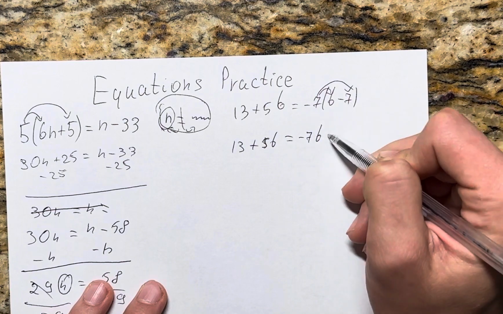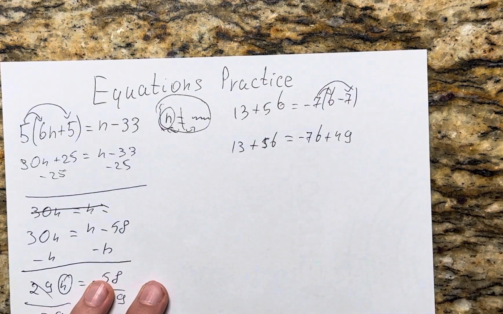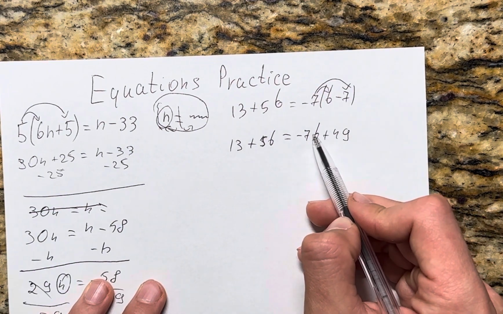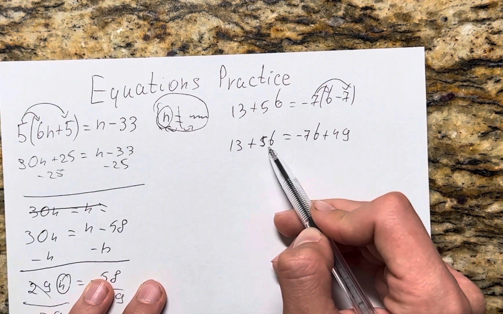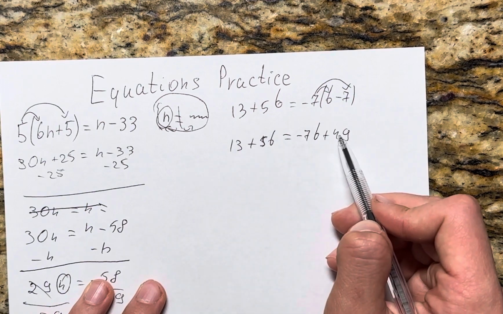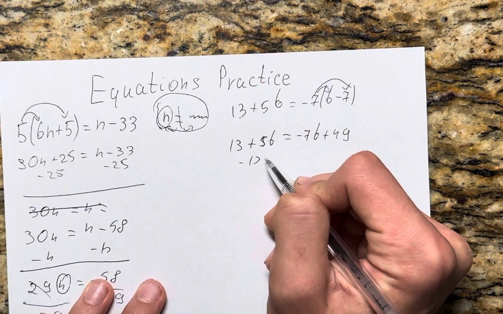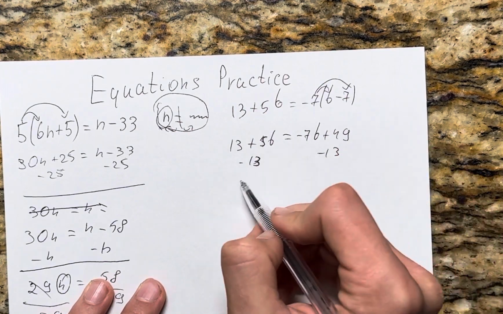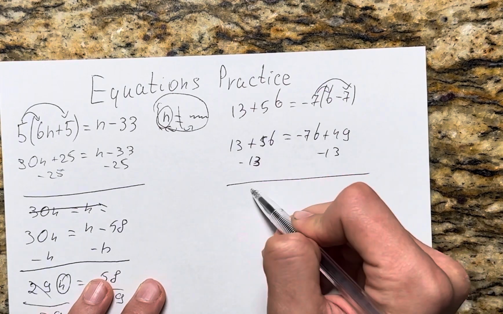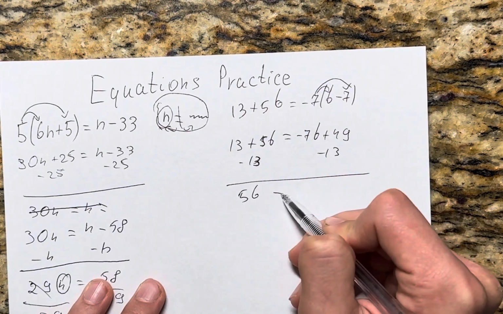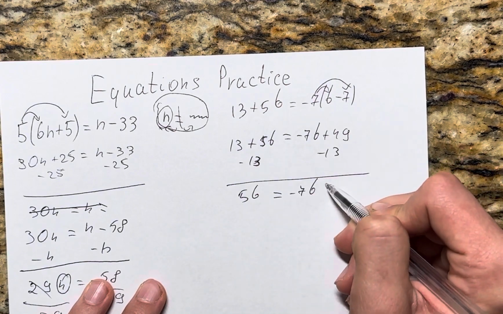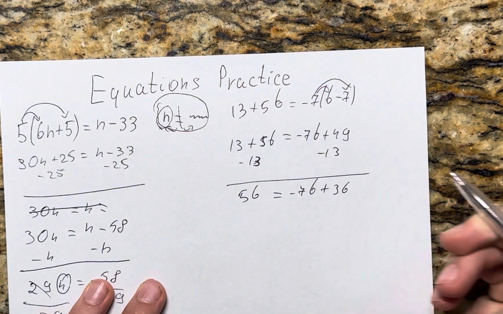Negative 7 times negative 7 is 49. And then again, we can do two things here. Either move the variable to this side, or move this number to this side. I'll move the number first. Sorry, my handwriting. What I'll get is 5b equals negative 7b plus 36.